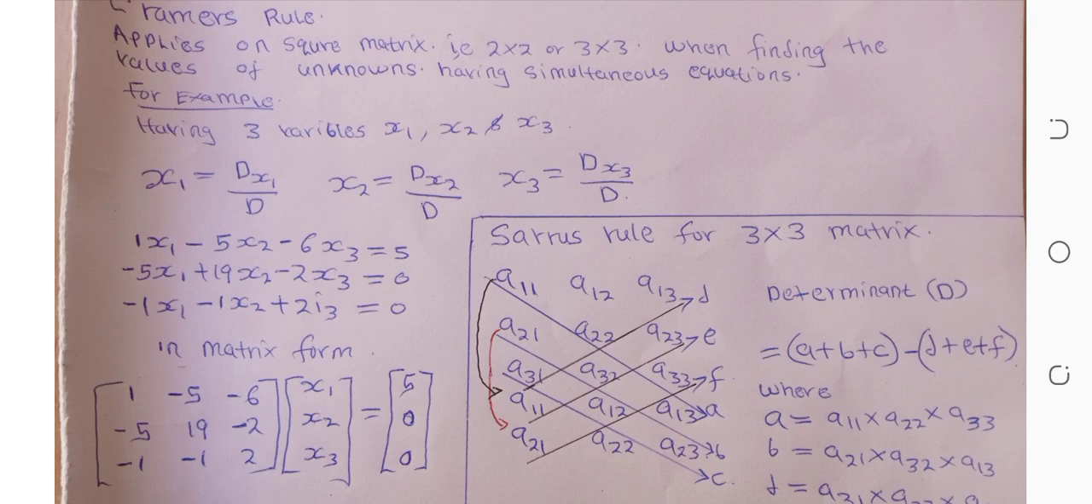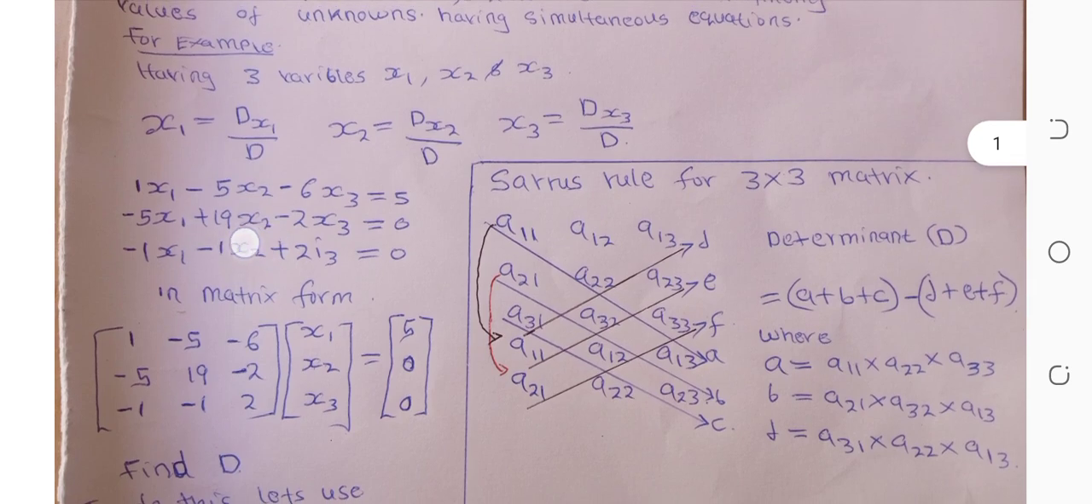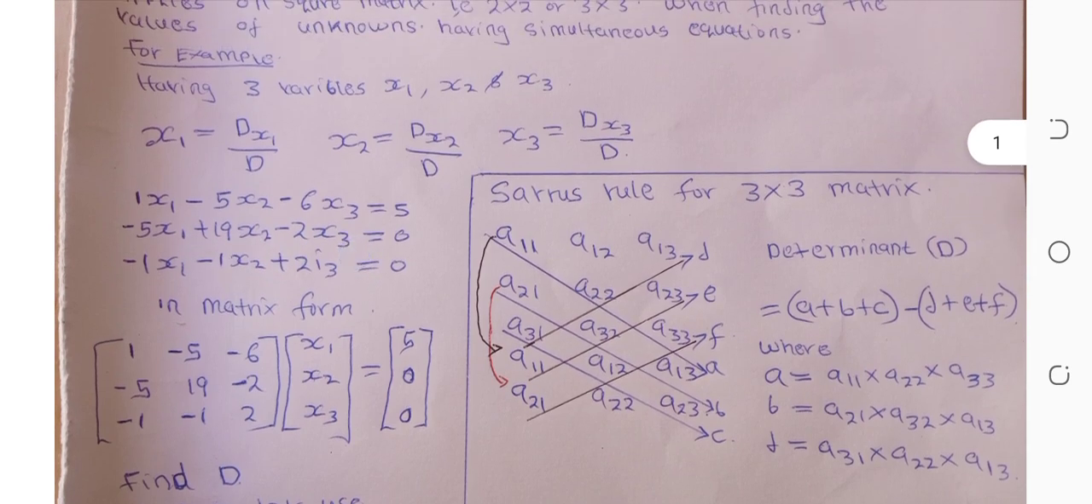So to start, we say that x1 is equal to Dx1 divided by D, x2 is equal to Dx2 divided by D, x3 is equal to Dx3 divided by D. For example, we have three simultaneous equations here. You can see these equations over here, the three of them. In matrix form, they are written like this.